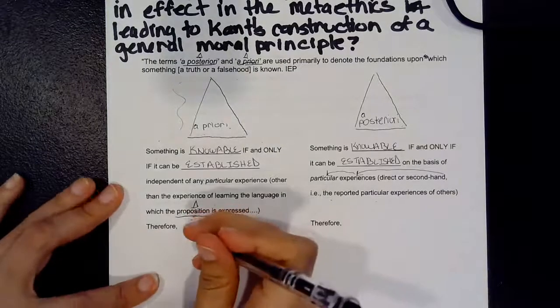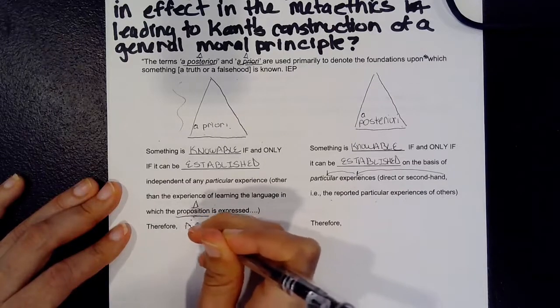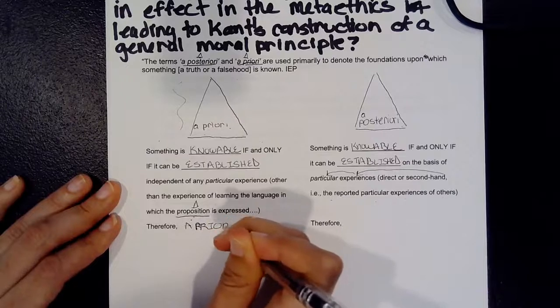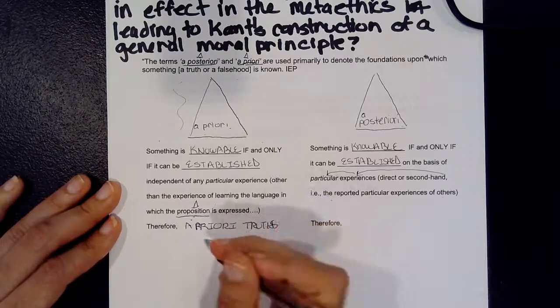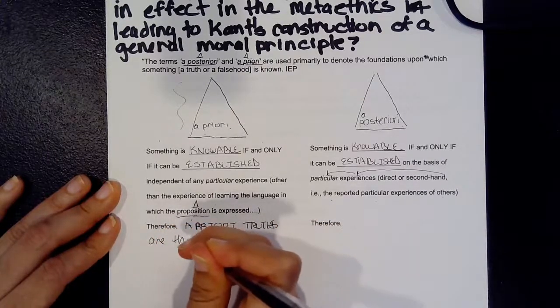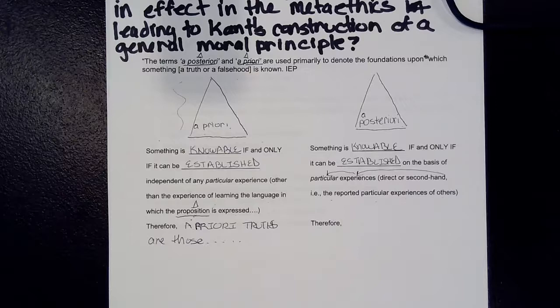So therefore, a priori truths are those, and I'll let you fill in the rest, are those we can be certain about just by reflecting on the meaning of some words and thinking about the logic that connects them. So again, and this is so important, this is going to really help you understand, a priori truths are those that we can be certain about just by reflecting on the meaning of some words and thinking about the logic that connects them.